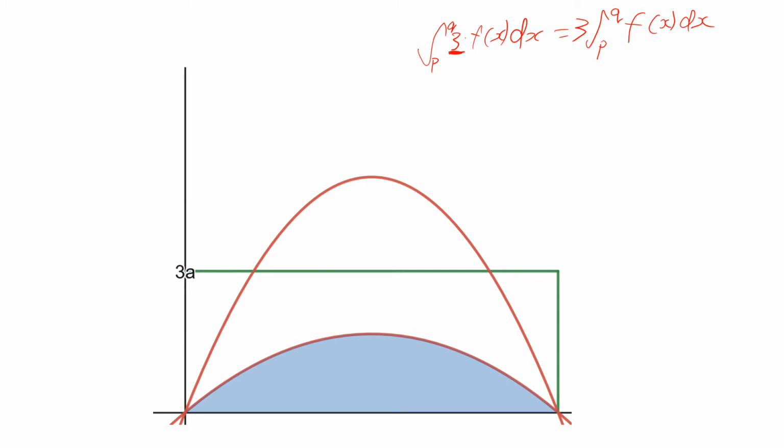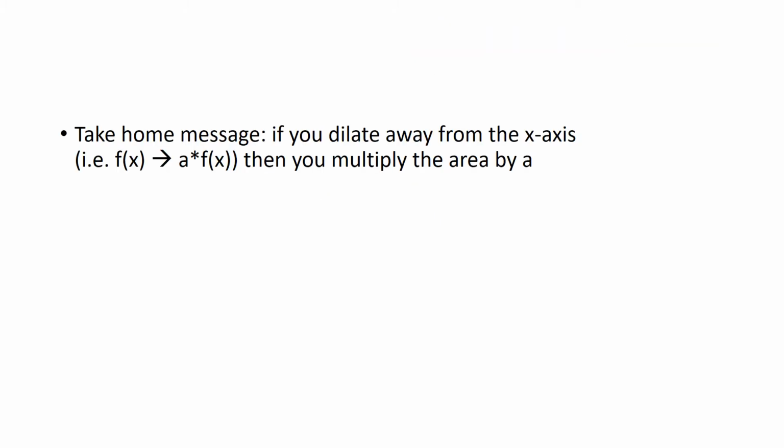our original f of x between p and q. So the take-home message that we've got for this: if you dilate away from the x-axis, so if you have some constant times f of x as your transformation, in this case I've used a, then you multiply the area by that constant. Dilate away from the x-axis, then you multiply the area by a.